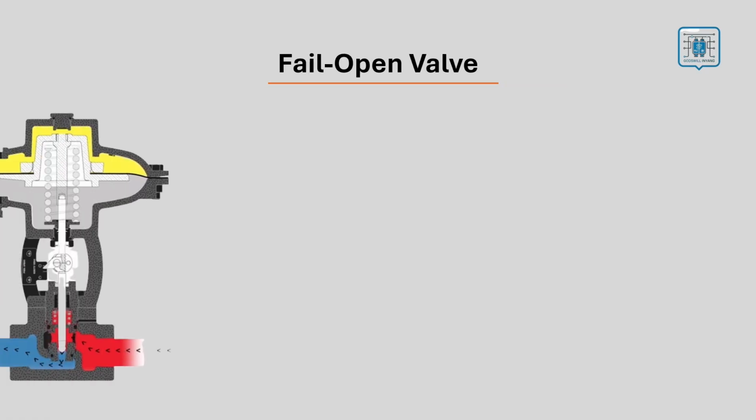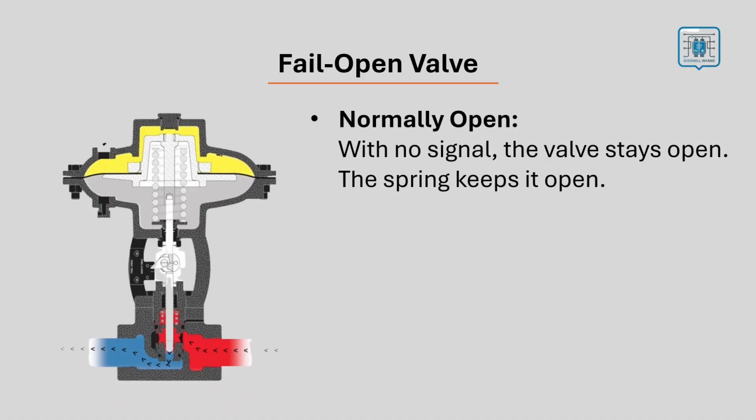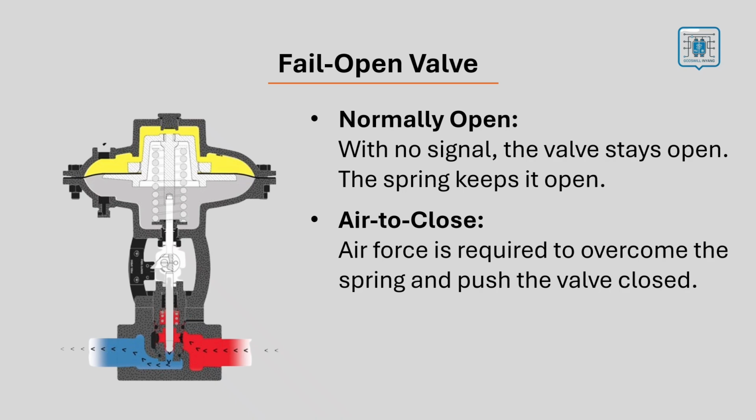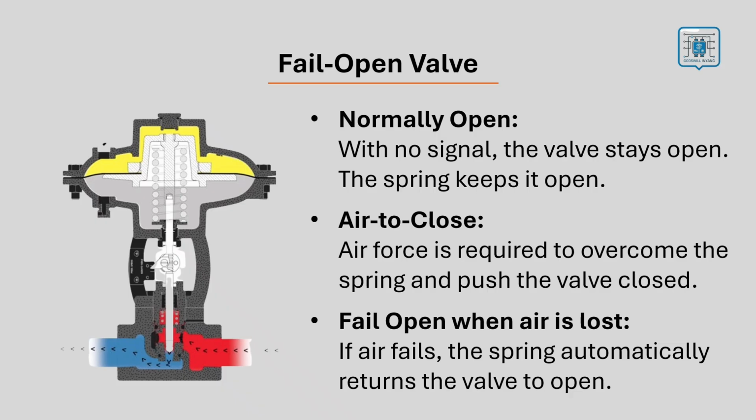A fail open valve is normally open. That means when no air signal is present, the spring mechanism keeps it open. A fail open valve uses an air to close design, which means air pressure must overcome the spring to push the valve closed. If air supply fails, the spring automatically returns the valve to the open position, ensuring that flow continues even during signal loss.